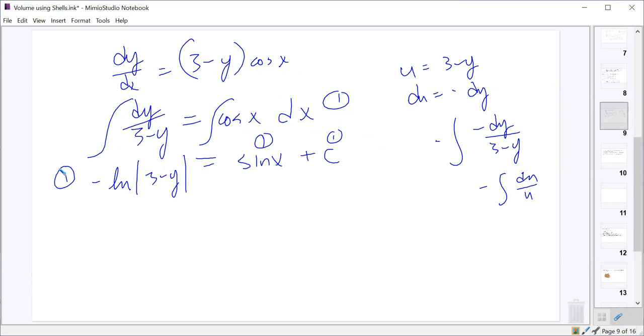Tori, you okay with that or no? Because if you take the derivative of 3 minus y, the derivative of 3 is 0. The derivative of negative y is negative 1 dy. Yep. Good? Everybody good there or no? Could you leave it up for a little bit longer?